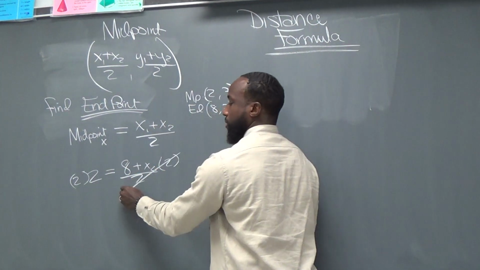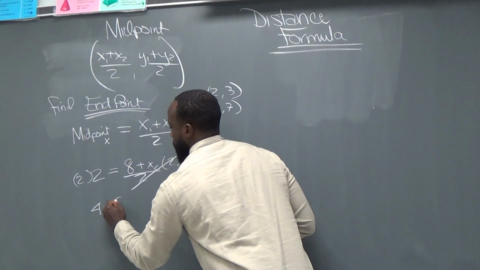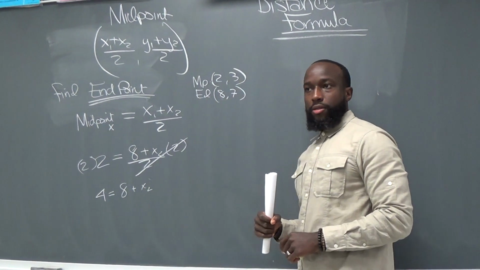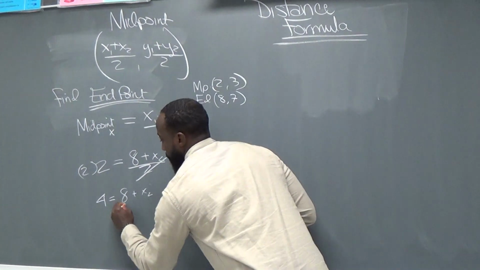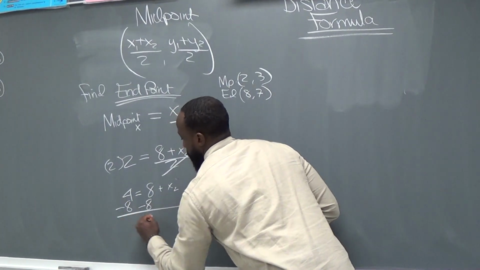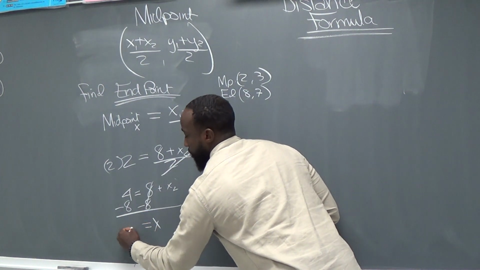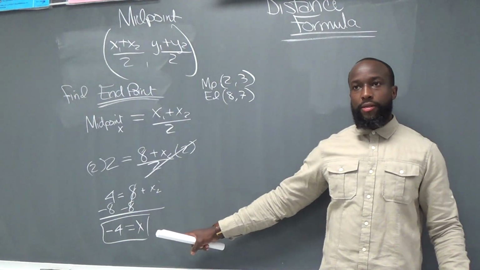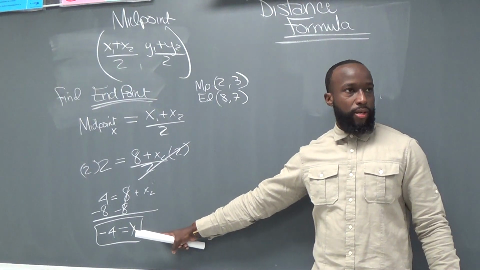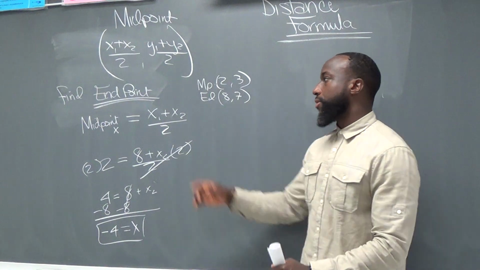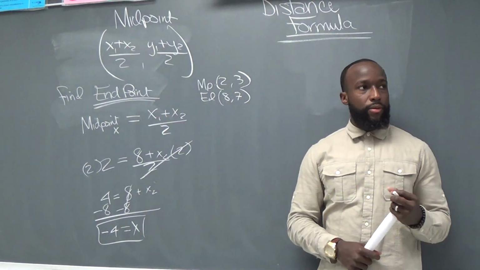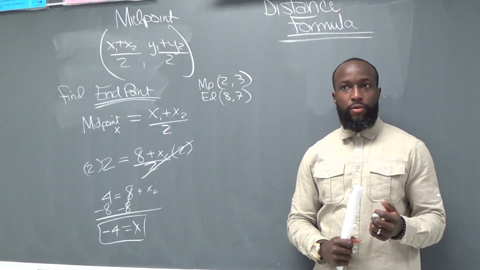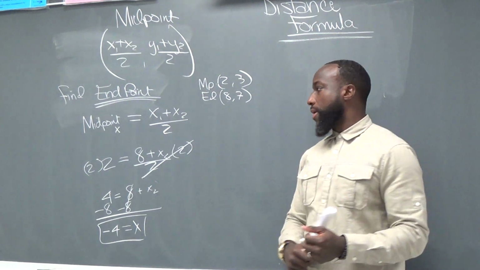Multiply 2 to both sides, so you have 4 equals 8 plus x sub 2. Then we subtract both sides by 8, so x equals -4. That's the x of the endpoint. And then for the y, we do the same thing except we use the y term. Okay? We okay with that? Do we need to finish it? You want to see the y one? Okay, let's see the y one.